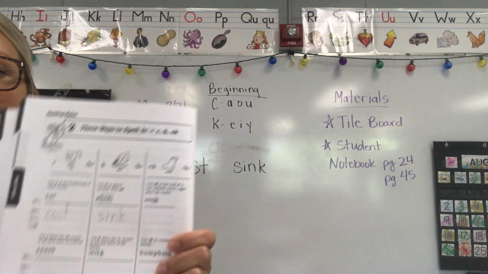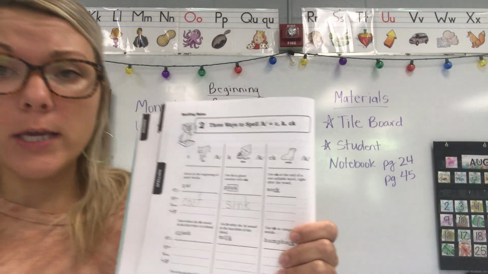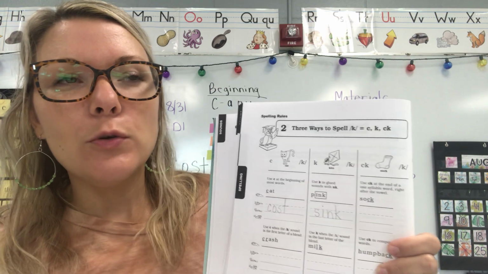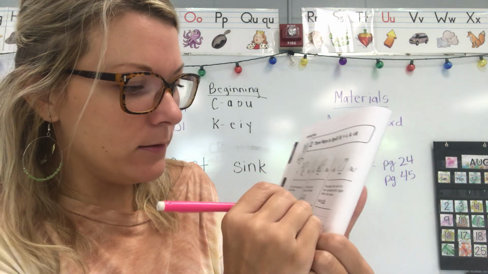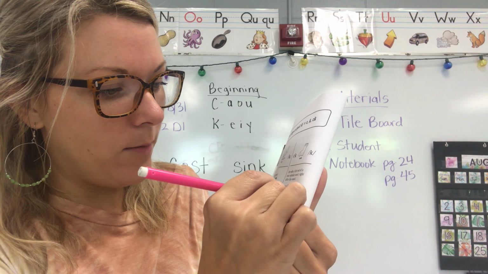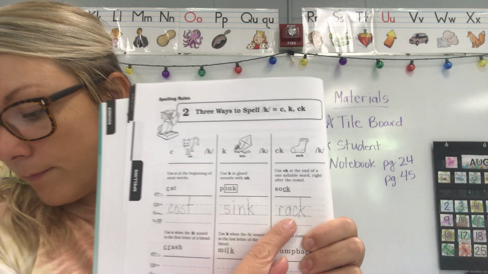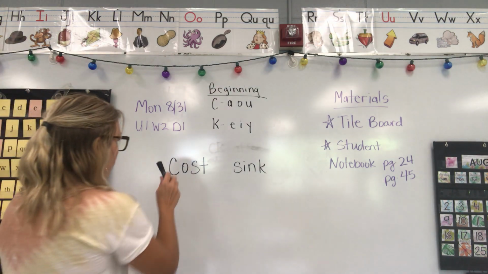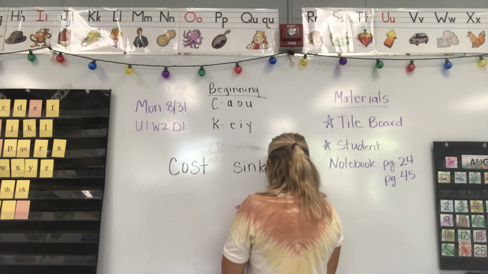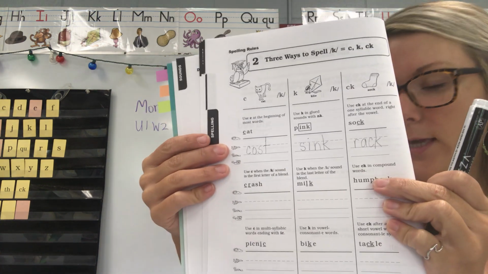Okay, and then the last one says use CK at the end of a one-syllable word right after the vowel. Remember, we cannot have anything blocking that vowel. It has to come directly after. So they're using sock, like our keyword picture. Let's use rack. So I'm going to write, using my writing lines, a, k, and I'm going to use my CK for my k sound because it comes directly after the vowel. Okay, so your top line, you should have cost, sink, and then rack. You should have cost, sink, rack on this very top line of page 24.